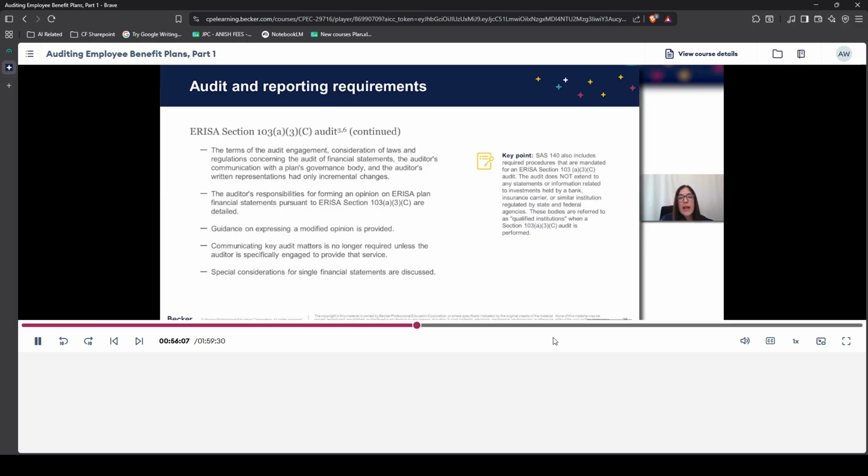With the 103(a)(3)(C), the qualified institutions include your banks, insurance carriers, trust companies, and entities that are regulated by state and federal agencies. Those are all considered to be qualified institutions that could provide that certification.